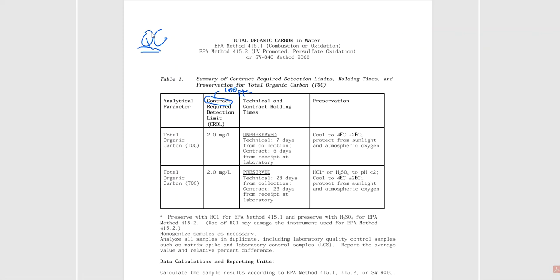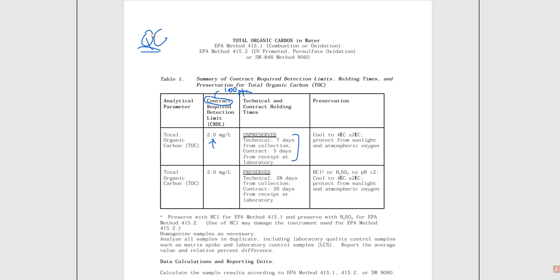There are technical and contract holding times. So they're going to give me some information about what I need to be doing as I treat their samples, as I test their samples, as I preserve and store their samples. They're going to let me know what this information is supposed to be. So what we're seeing in the table here is it looks like their CRDL is going to be a 2, not a 1. That's okay. And then it looks like 7 days from collection and 5 days from receipt at the laboratory.